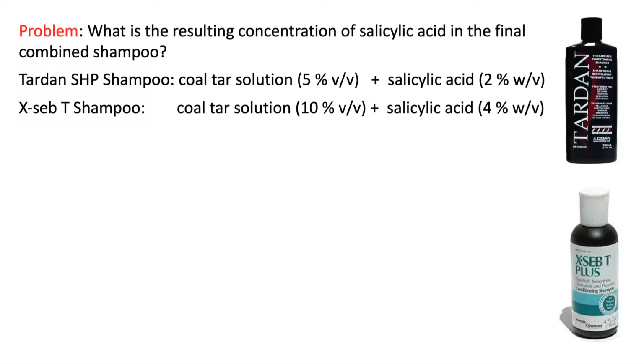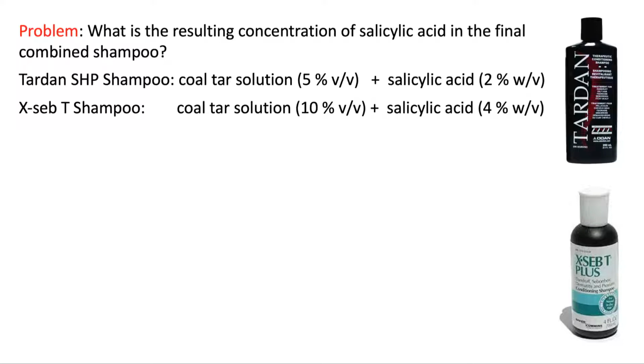All right, the last part to the last question is this. What is the resulting concentration of salicylic acid in the final combined shampoo? So the question we just answered was to figure out the proportions of the two shampoos to combine so that we could get our exact target amount of coal tar solution, which was the 8% volume per volume. So having done that, what this question wants to know, well, since you have different amounts of two different concentrations of salicylic acid, what will the final concentration of salicylic acid be in this combined shampoo?